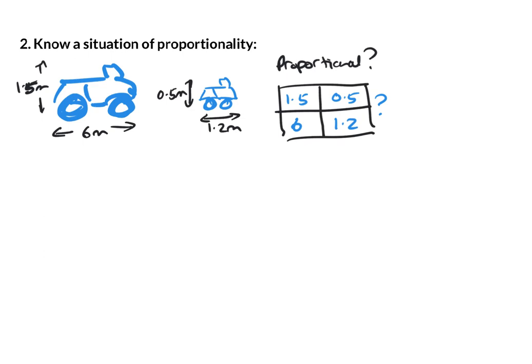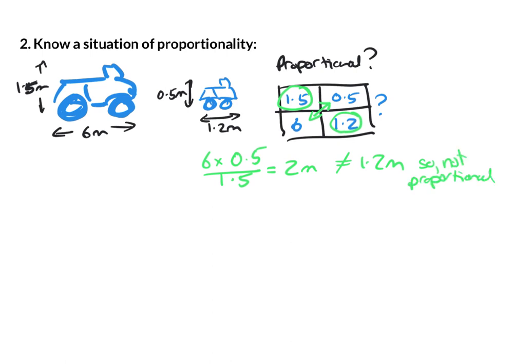Now, is this true? Does this follow the rules of proportionality? Because if it is, this value down here, for example, would be made up of these two numbers multiplied together divided by this one. So is 1.2 equal to that? Well, let's try. We do 6 times 0.5 divided by 1.5, like that. And if I put that into a calculator, I get the answer of 2 meters, which does not equal 1.2 meters. So they are not proportional.